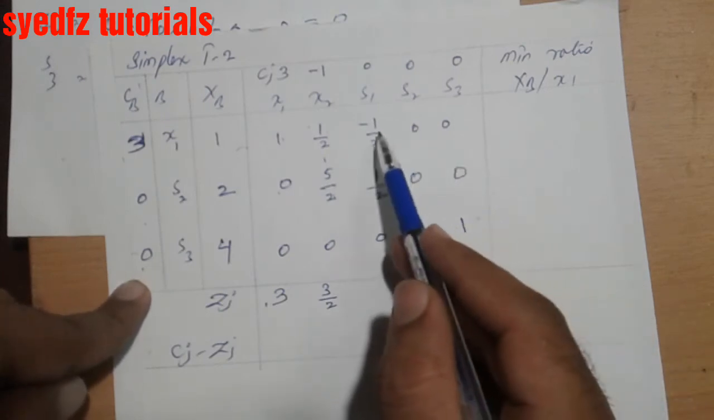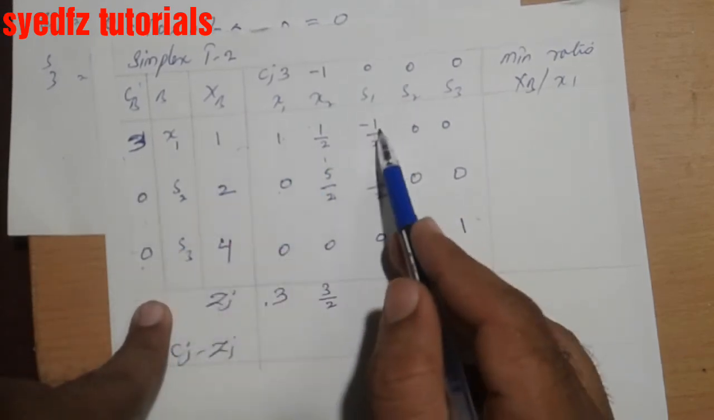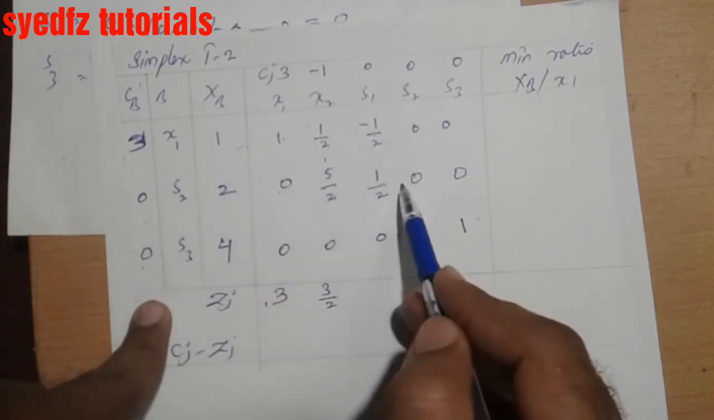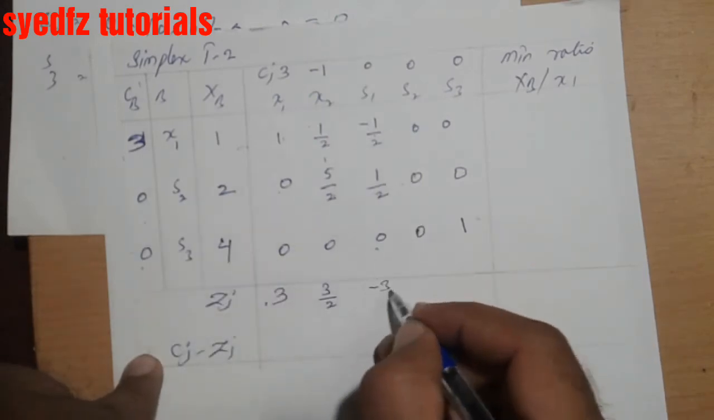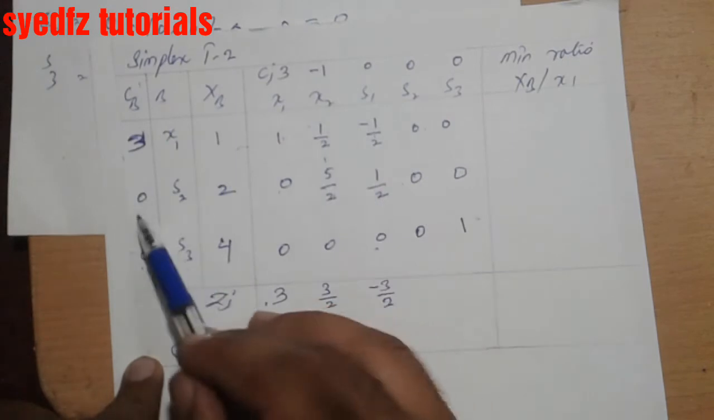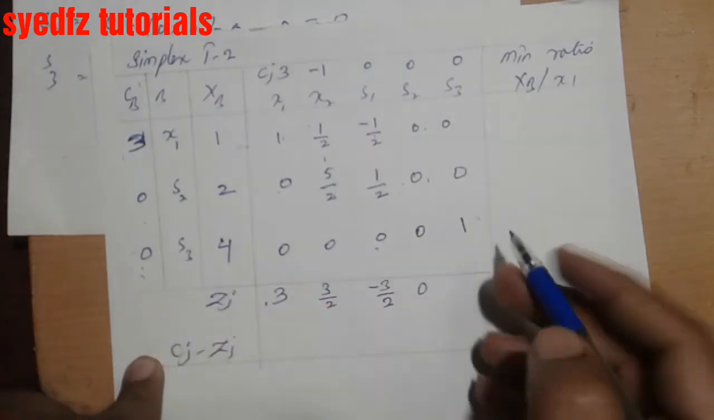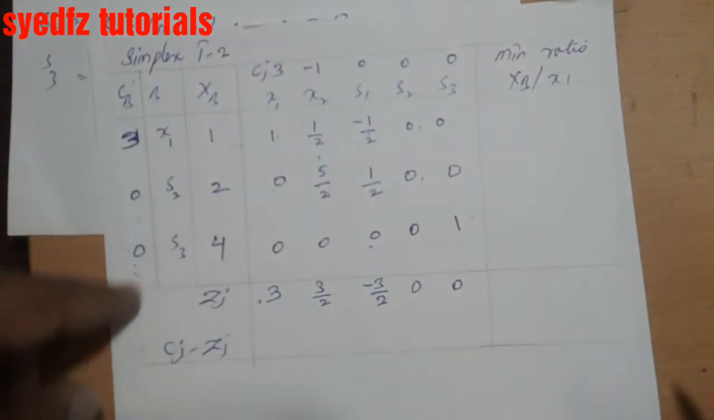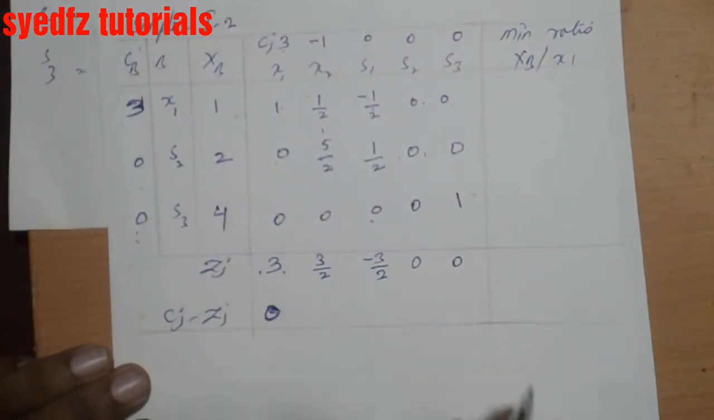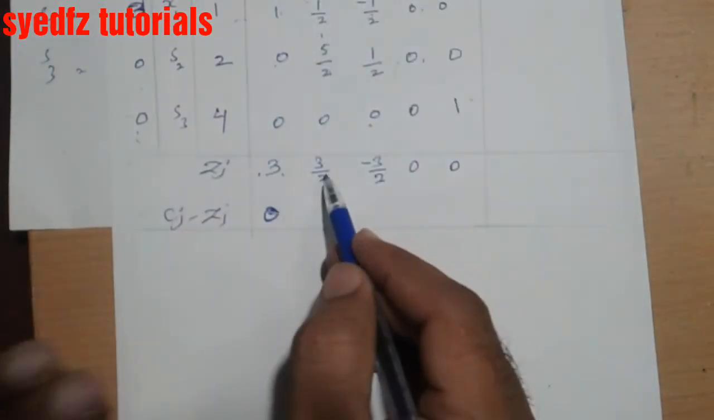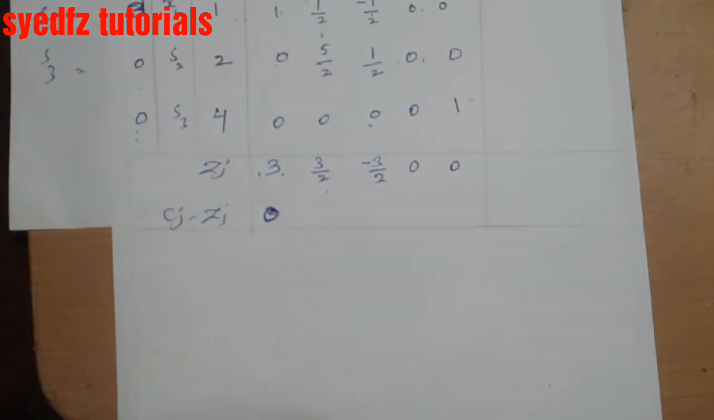Here 3 into minus 1, minus 3 divided by 2. Here 0 multiply by 0 multiply by 0 means 0. Here only we get minus 3 divided by 2. 3 into 0, 0, 0 into 0, 0, 0 into 0, 0. 3 into 0, 0, 0 into 0, 0, 0 into 1, 0. Now cj minus zj. 3 minus 3, 0. Minus 1 minus 3 by 2.